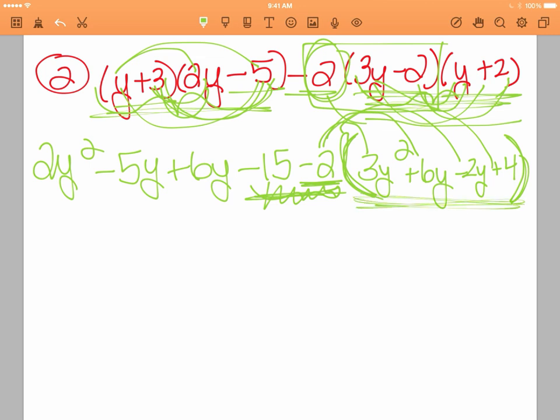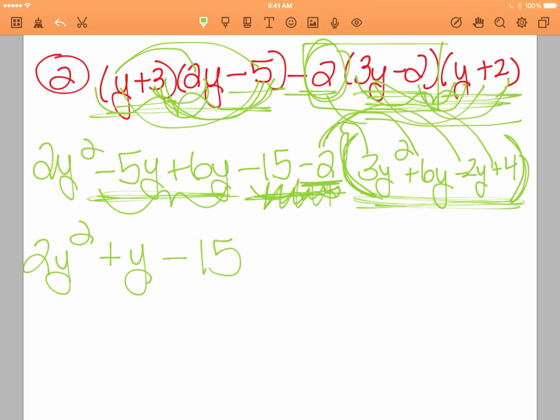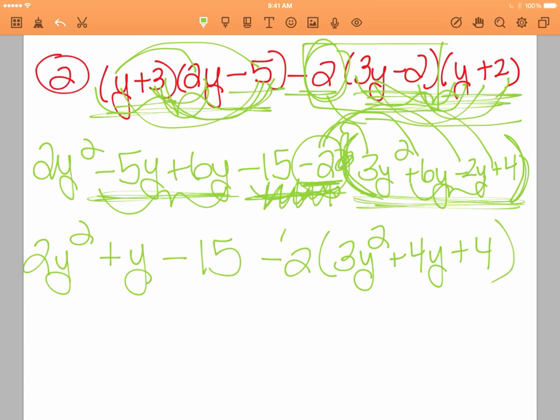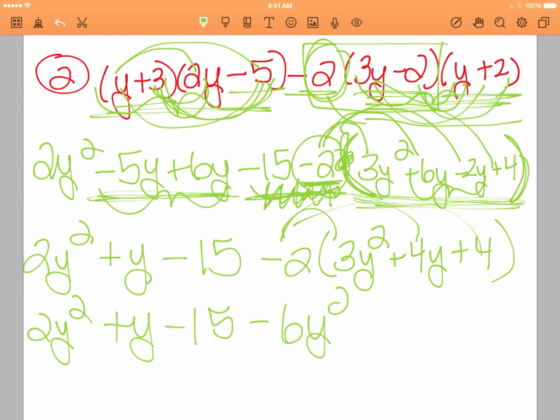I'm going to simplify this parentheses first because I do have like terms, and I'm going to simplify these two like terms here. So I get 2y squared plus y, negative 5y plus 6y is positive 1y. Minus 15, do not combine them because this 2 is being multiplied with that parentheses. So minus 2, 3y squared, the 6y and the minus 2y gives me a positive 4y plus 4. Now distribute the 2 in. So I get 2y squared plus y minus 15 minus 6y squared minus 8y minus 8.